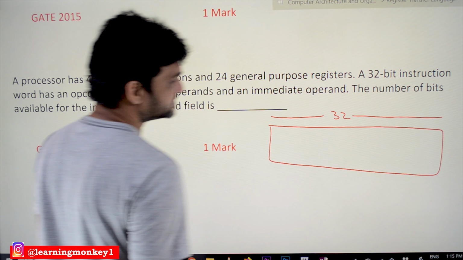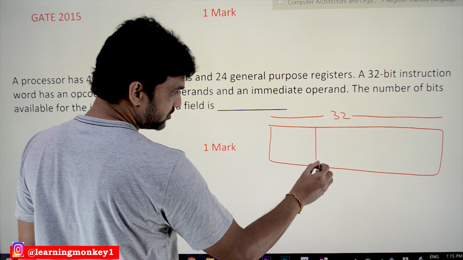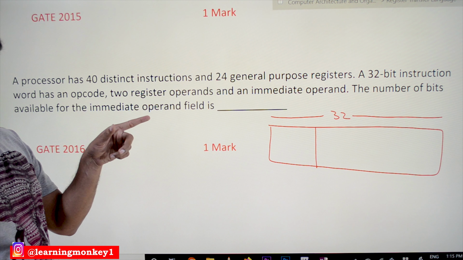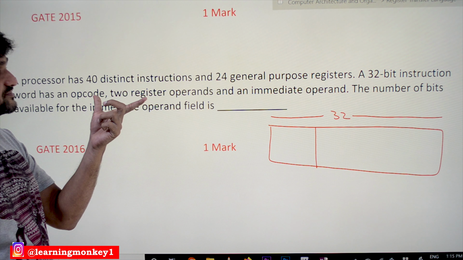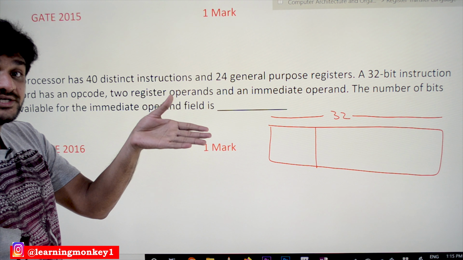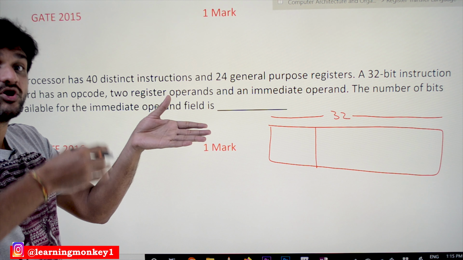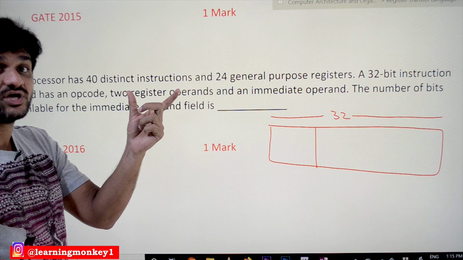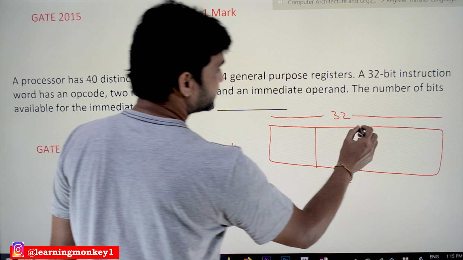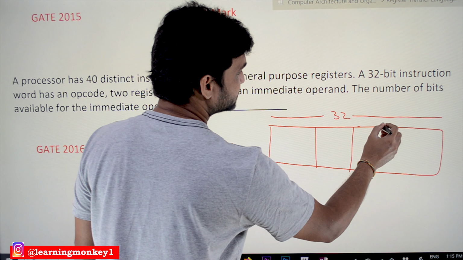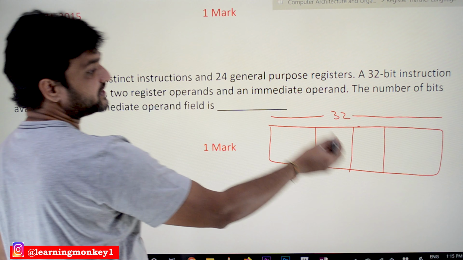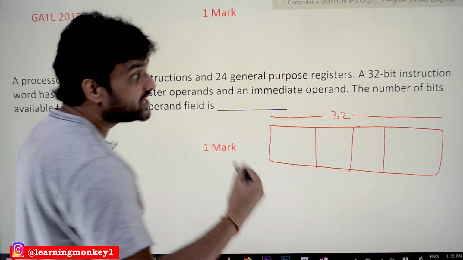So what this instruction consists of: it consists of an opcode, two register operands, which means register addressing mode, meaning the registers in which the operands are stored. So one field is for the first register and the other is for the second register, and an immediate operand. So this part is going to have the immediate operand.